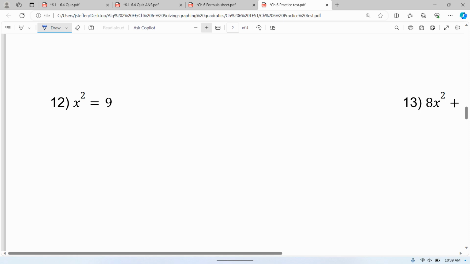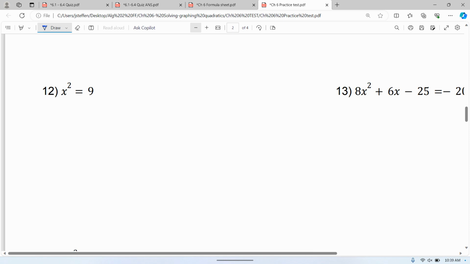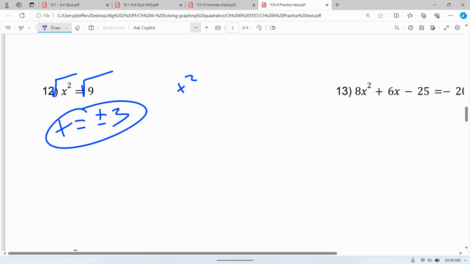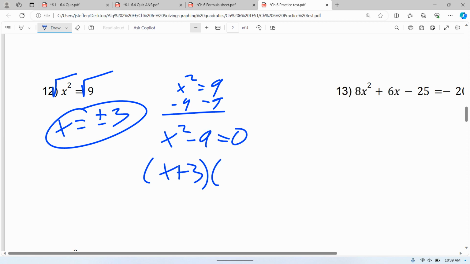So number 12, again, for me personally, I would take the square root of all sides. That gives you x is equal to plus or minus 3. If you want to, x squared, you could subtract 9. That gives you x squared minus 9 is equal to 0, and you can use the difference of squares. Now, again, I don't think most of you guys are going to do it that way, but you could.